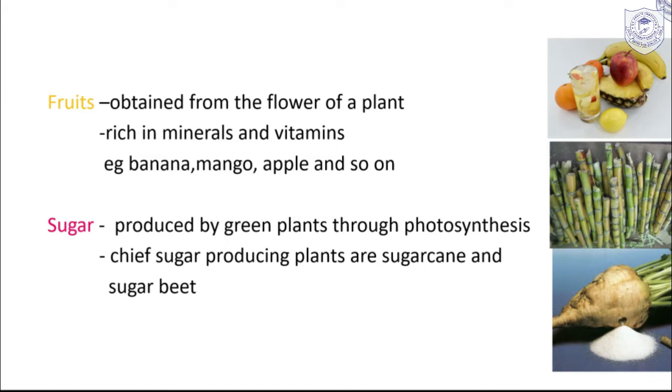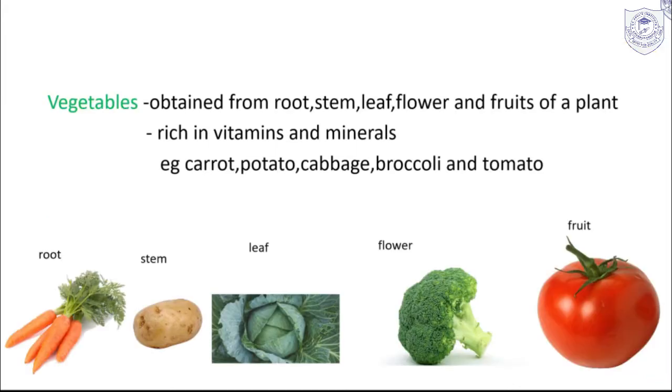Now we'll come to sugar. Sugar is produced by green plants through photosynthesis. The chief sugar-producing plants are sugarcane and sugar beet. In the case of sugarcane, the sugar is stored in the stem, and in the case of sugar beet, sugar is stored in the roots, okay?